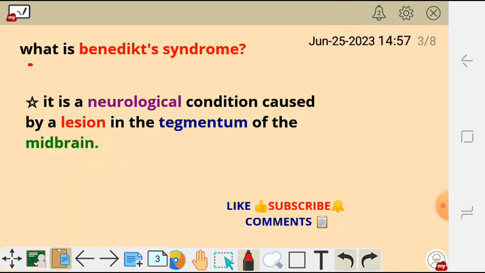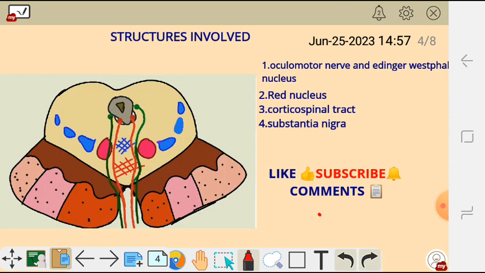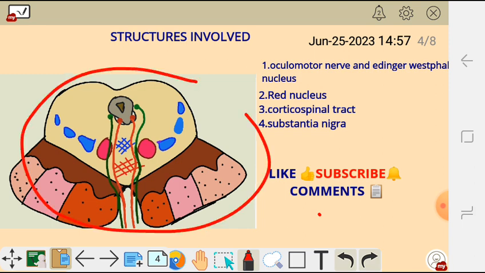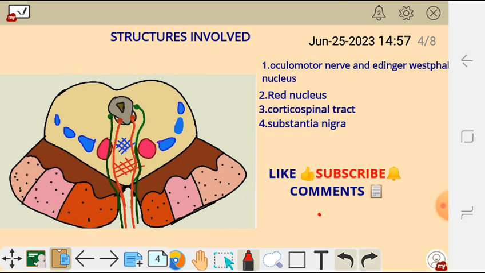Okay, so let's start by defining what Benedict's syndrome is. Benedict's syndrome is a neurological condition caused by a lesion in the tegmentum of the midbrain. Okay, so this diagram here is a cross-section of the midbrain at the level of the superior colliculus.